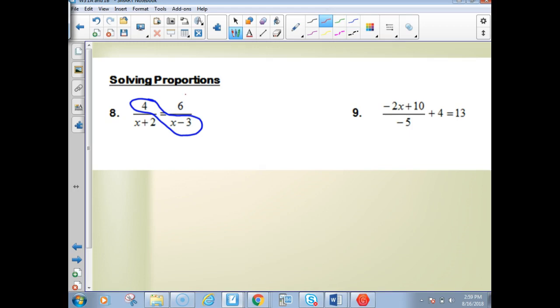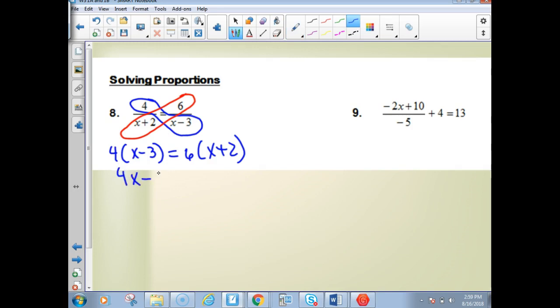Okay, so I'm going to cross multiply, and I'm going to need to distribute. So when I say this, if you don't really see what I'm saying yet, just put 4 and then a parenthesis, x minus 3, 4 times x minus 3, and then the other side will be 6 times x plus 2. Once you get good at this, you'll go ahead and just do the distribution and not write this step. That is absolutely fine with me. So distributing 4 times the x and minus 4 times 3, which would be 4x minus 12, and the right side would be 6x plus 12.